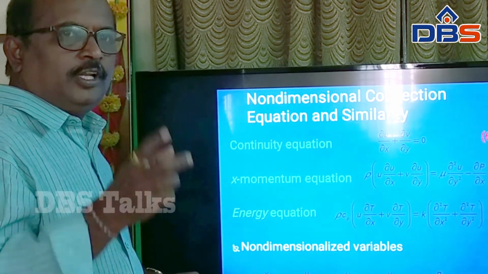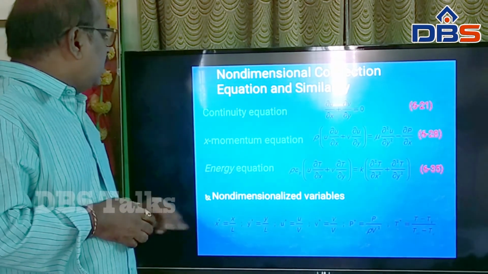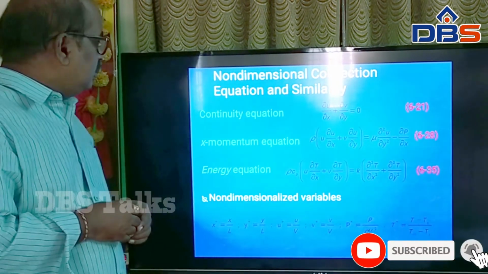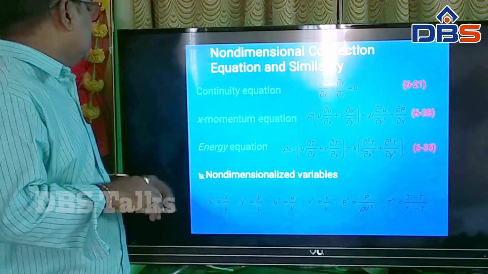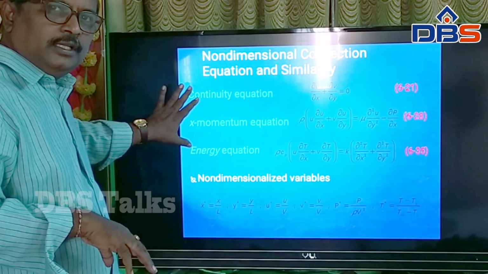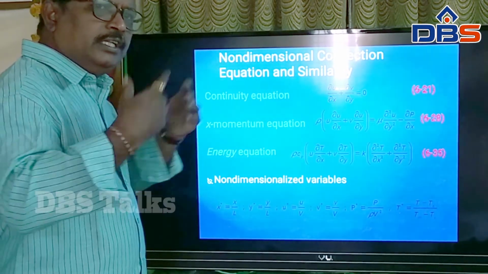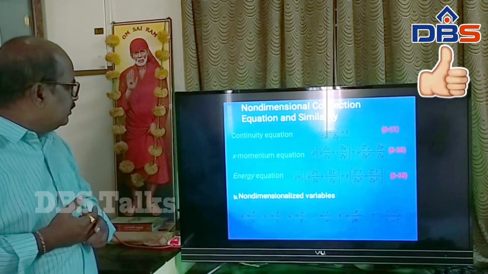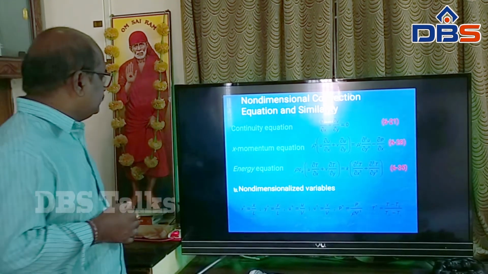Similar to that, for a particular element, if you take the momentum, you will get this equation. It is the momentum equation. And if we take the energy flowing over a particular element, we get the energy equation like this. So these are the three governing equations for any fluid flow. With the help of these equations, we derive many flow equations like the Navier-Stokes equations.